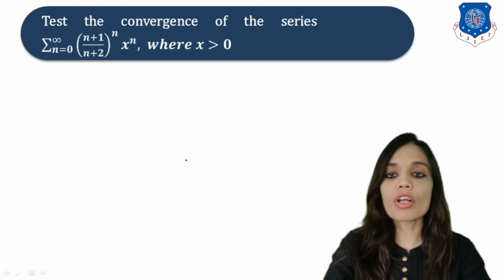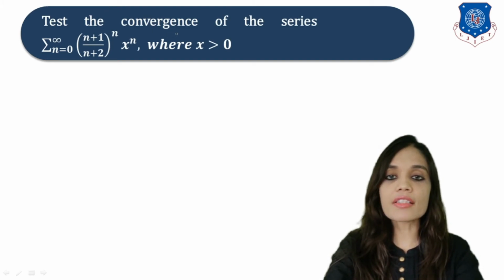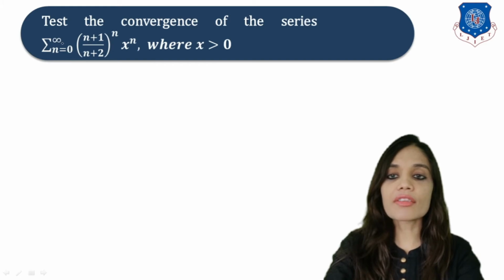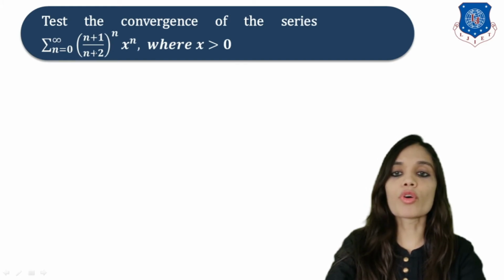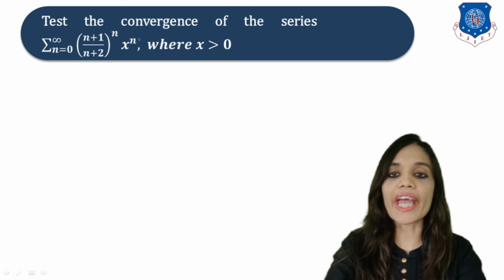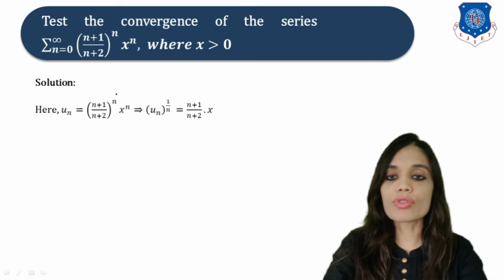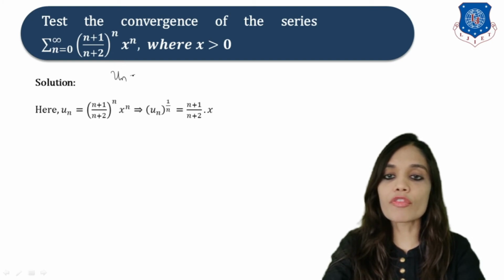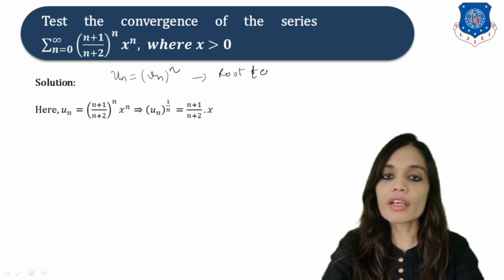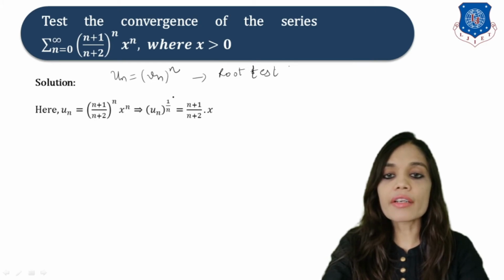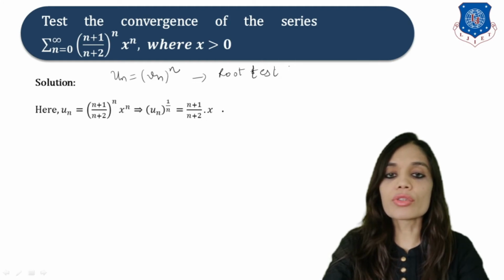Next let us solve one more example. Here we have to test the convergence of the series summation n equals 0 to infinity ((n plus 1) upon (n plus 2)) whole raised to n into x raised to n, where x is greater than 0. So here you are given un as ((n plus 1) upon (n plus 2)) whole raised to n into x raised to n. Now you can see our un is in the form of vn whole raised to n. So which test will we apply? Root test. So we will find un raised to 1 upon n, which will be equal to (n plus 1) upon (n plus 2) into x.